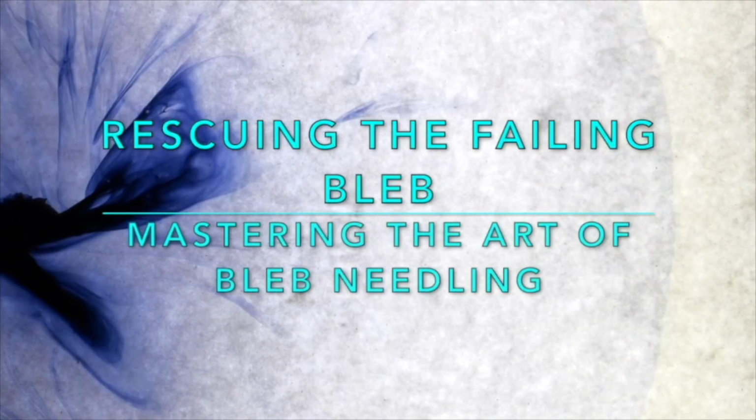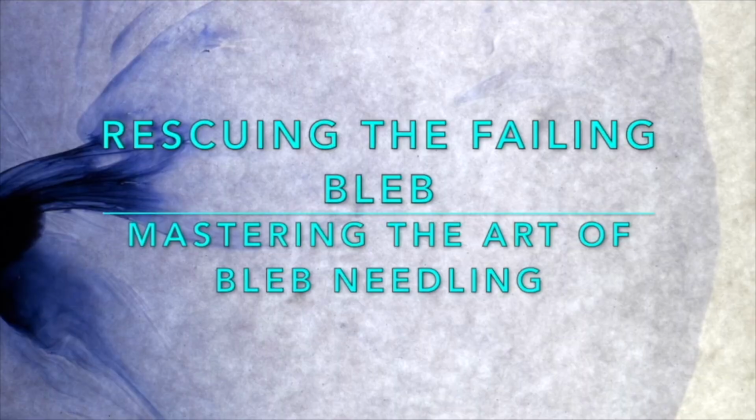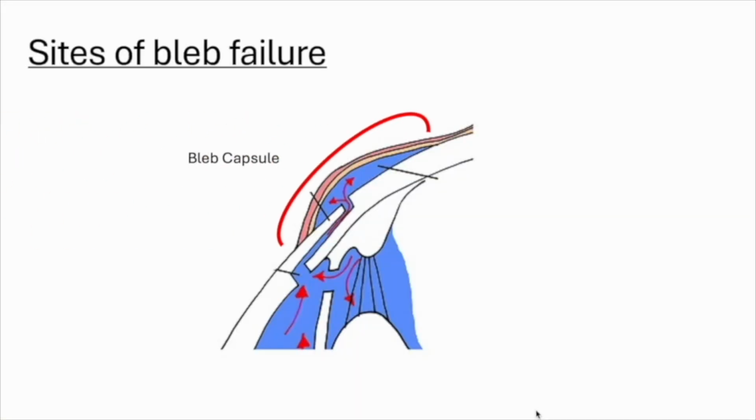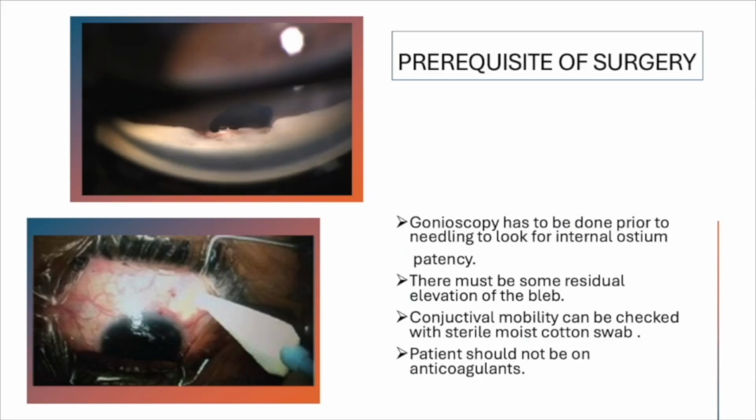Rescuing the failing bleb by mastering the art of bleb needling. Bleb failure can happen due to sclerosis at the bleb capsule, at the scleral flap, or at the sclerostomy site.